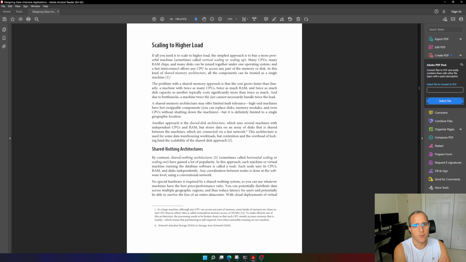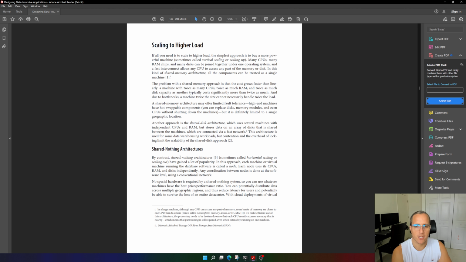The problem with the shared-memory approach is that the cost grows faster than linearly. A machine with twice as many CPUs, twice as much RAM, and twice as much disk capacity typically costs significantly more than twice as much. And due to bottlenecks, a machine twice the size cannot necessarily handle twice the load. A shared-memory architecture may offer limited fault tolerance. High-end machines have hot-swappable components: you can replace disks, memory modules, and even CPUs without shutting down the machine, but it's definitely limited to a single geographical location.